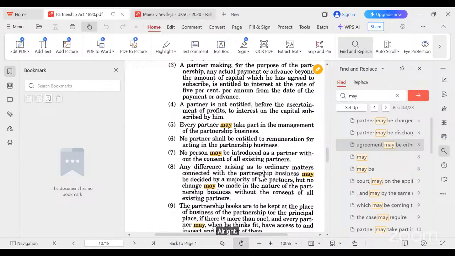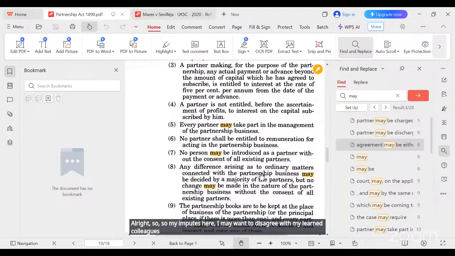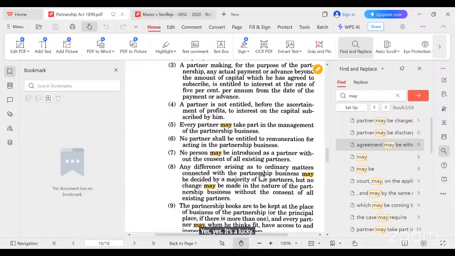So, sir, my input here, I may want to disagree with my learned colleagues in this class. Who is your learned colleague? Mr. Lucky. Okay, just kidding, sir. But from my own perspective, go ahead.